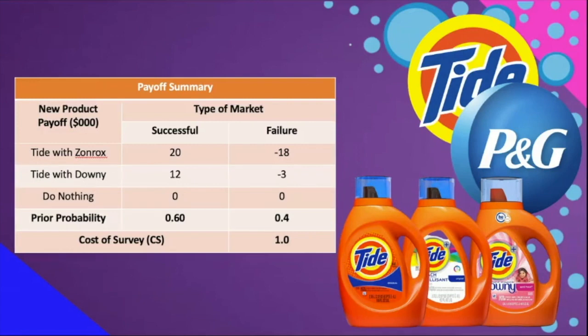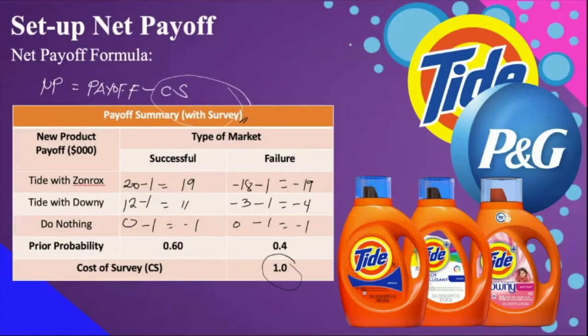If that is the case, we will have our net payoff summary table, where every payoff is reduced by the cost of the survey. The formula for the net payoff is payoff minus CS. As you can see, it is reduced by one. For the negatives, if Tide turns into a failure, the negative 18 gets one more added, because you also conducted the survey, so your loss becomes 19. That's why it is negative here. Same with the negative 4 and negative 1. So this is the net payoff.